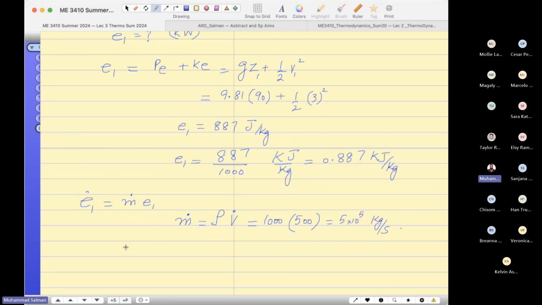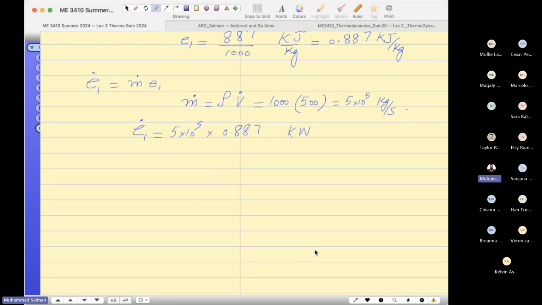Now, in order to find the power at location 1, or the power generation potential, 5 into 10 to the 5 times 0.887 kilowatts. Can you open your calculators? What do you guys get for this number? Let me see in my small calculator. I get 5 times 0.887, I get 443,500. That's what I have. And Brianna has confirmed. That's good. So this is in kilowatts.